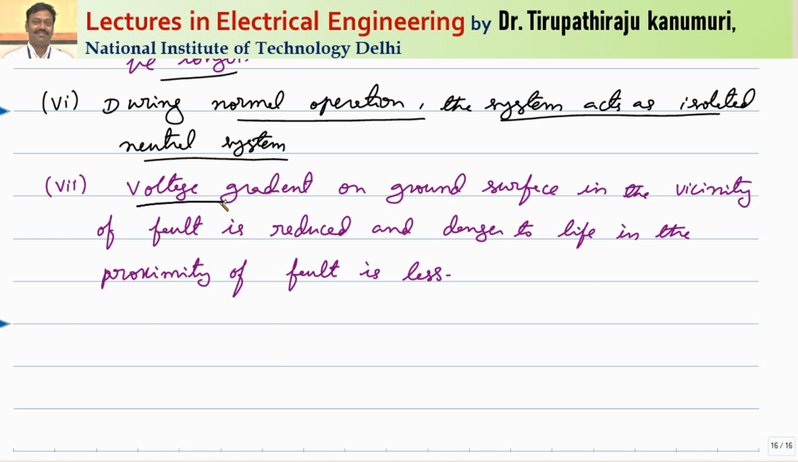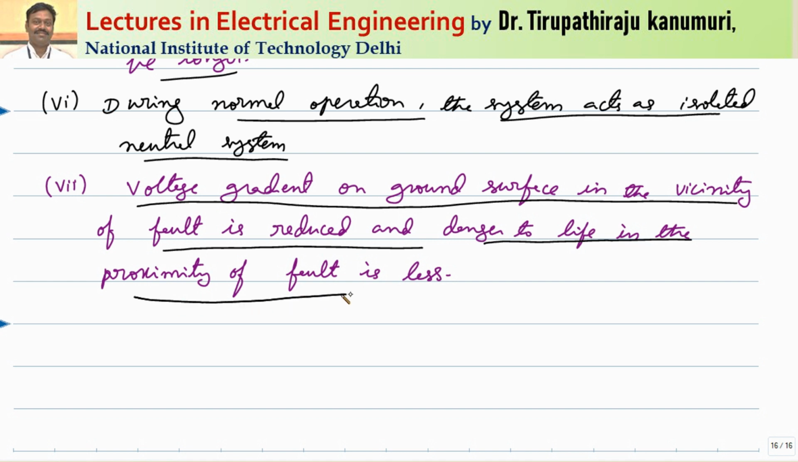Then the voltage gradient on the ground surface in the vicinity of the fault is reduced and the danger to life in the proximity of the fault is less. Let us assume there is a transmission line. The transmission line is cut and falls on the ground. Whenever it falls on the ground, if any person comes and stands nearby, he may not be touching the wire, but in other types of fault, or if your fault current is more, he will experience shock. He will experience the shock in other types of grounding systems, whereas in this case, as the fault current is very less, he will not experience the shock.